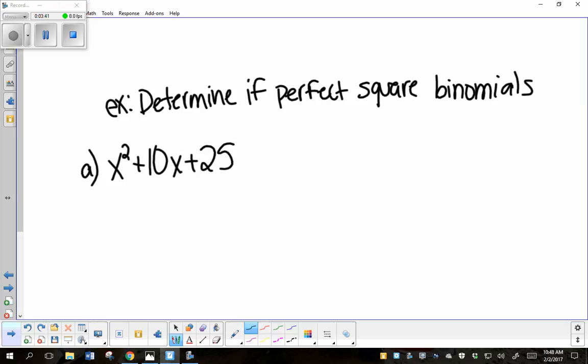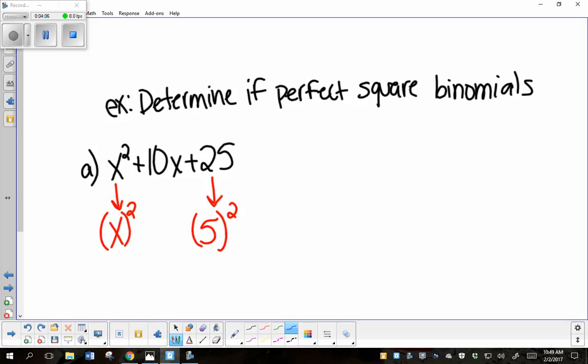If these are perfect square binomials, the following pattern should always hold true, just like we just looked at. The first and last term should be perfect squares. My first term is x squared. I'm going to put the x in parentheses just because it makes it easier to factor later on. So our first term is a perfect square. Is our last term a perfect square? Yeah, 25 is 5 squared.